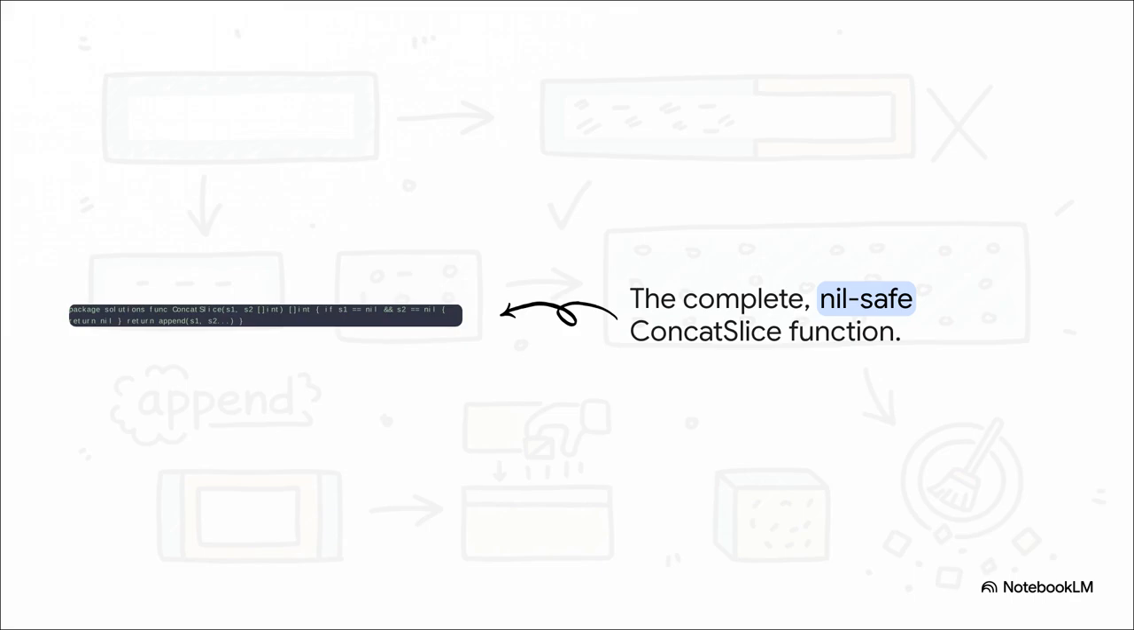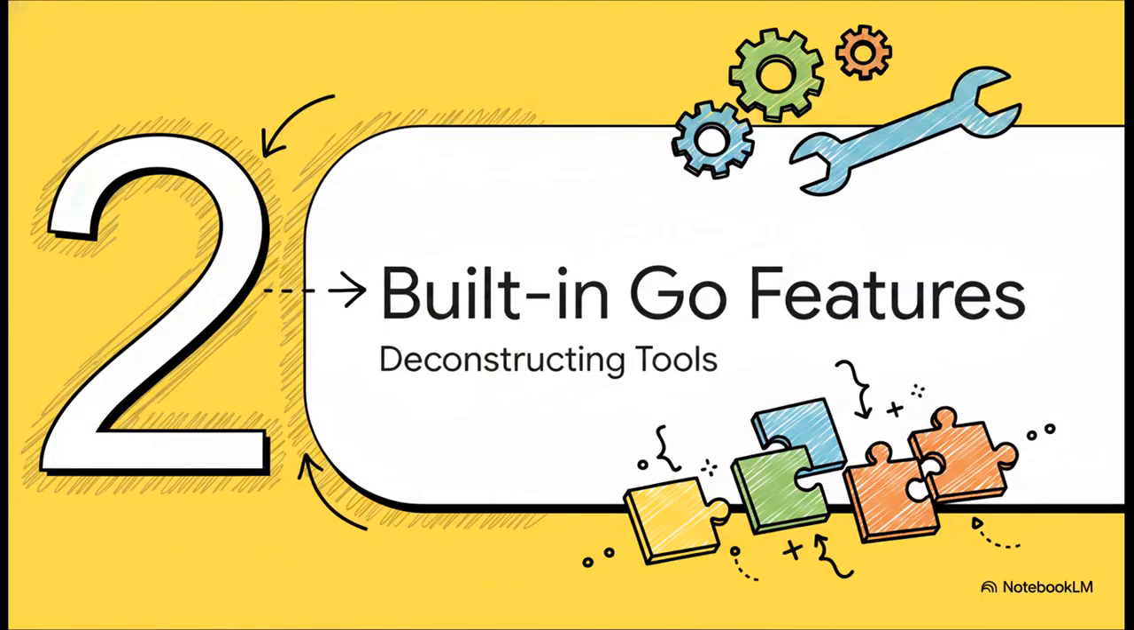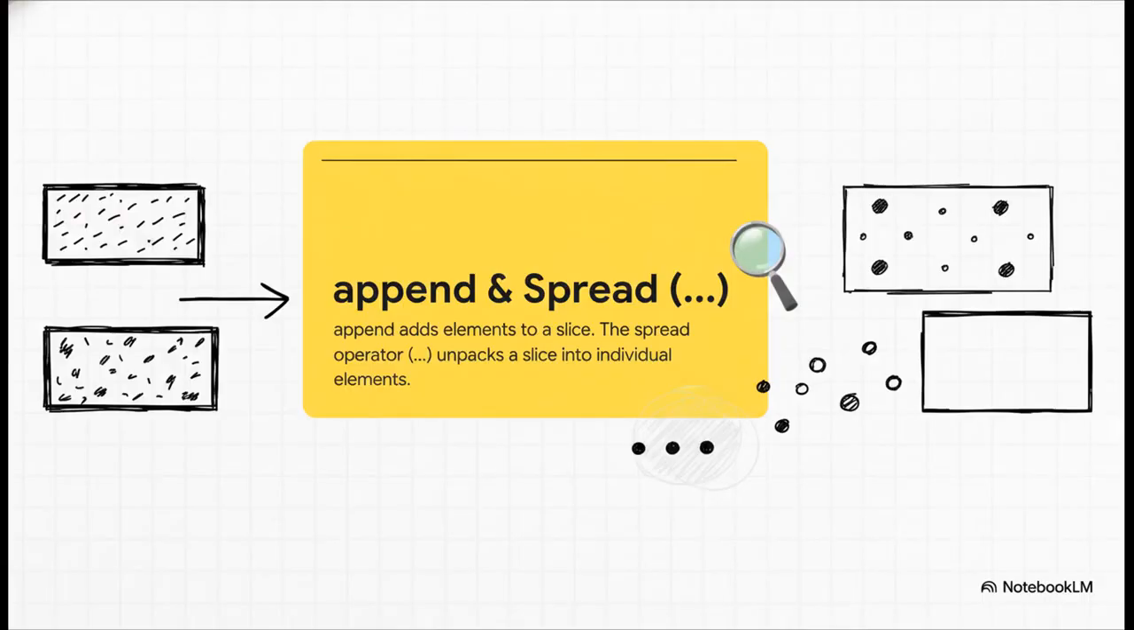Let's deconstruct it. Moving on to section 2, built-in Go features, deconstructing the tools. We need to break down the specific tools and functions our solution relies on to do all the heavy lifting. The engine of our little function basically relies on 2 foundational Go concepts. First up is the built-in append function.